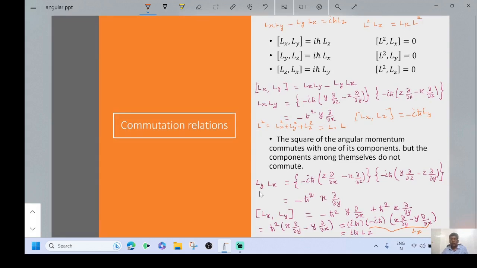In the same manner, the value of Ly Lx is this much. Then Lx Ly minus Ly Lx is this much. Take this h cross square outside. Then expand this h cross square in terms of plus i h cross into minus i h cross. Then combine these two terms. That is our Lz. So the net result is i h cross Lz. In this way, you may prove all other cases.